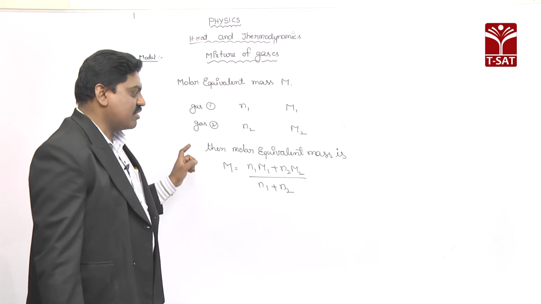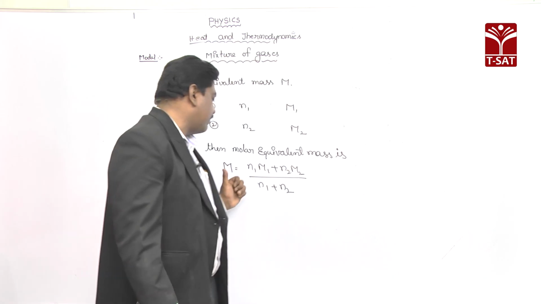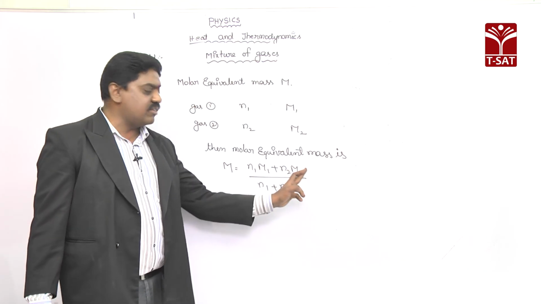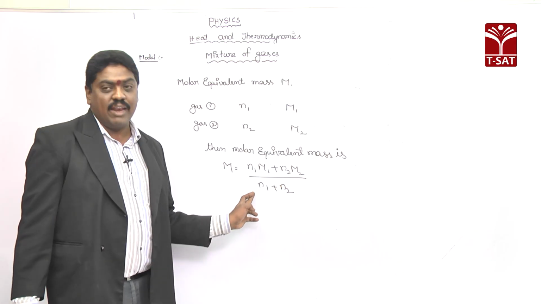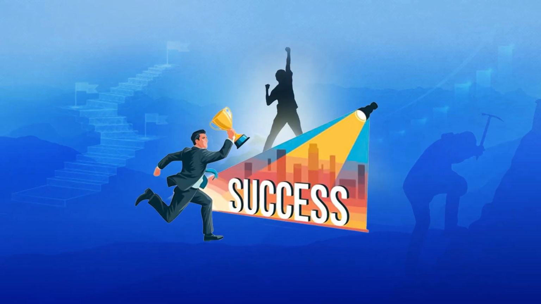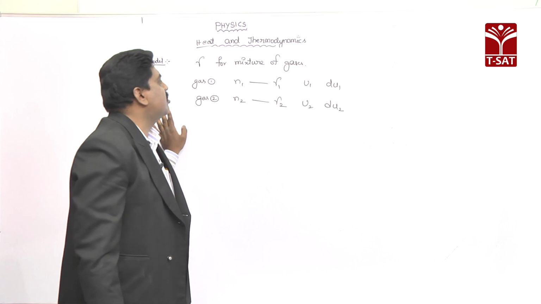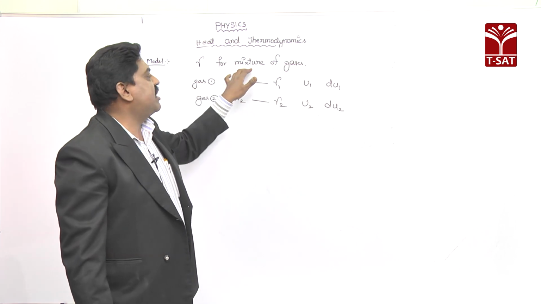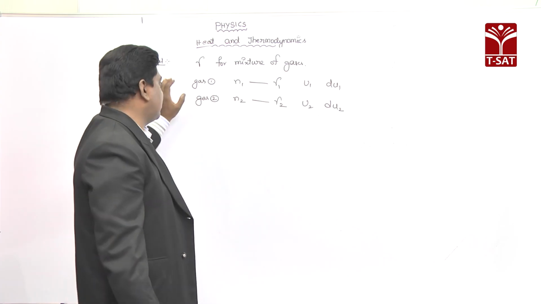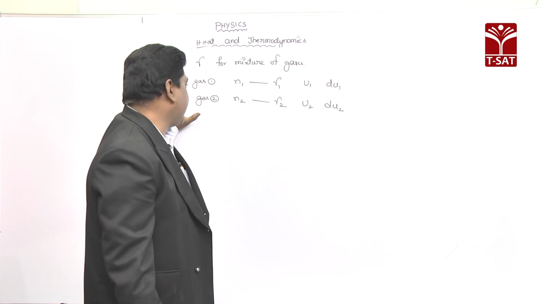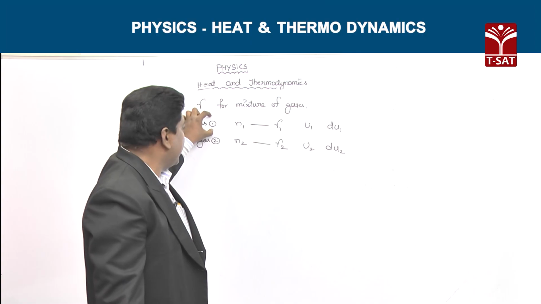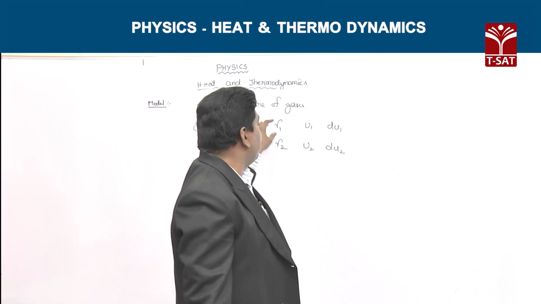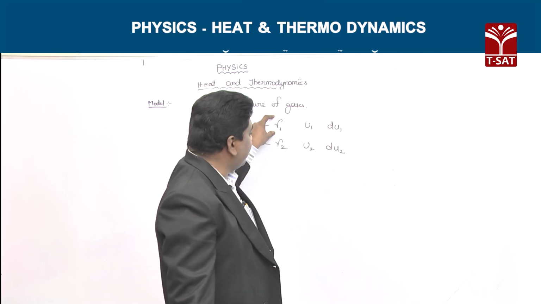In such case, molar equivalent mass is given by capital M equals n1 m1 plus n2 m2 by n1 plus n2. Now let us try to understand the ratio of specific heats of a mixture of gases. Let us consider a mixture of gas having gas 1 and gas 2. Gas 1 has number of moles n1 and ratio of specific heats gamma 1.